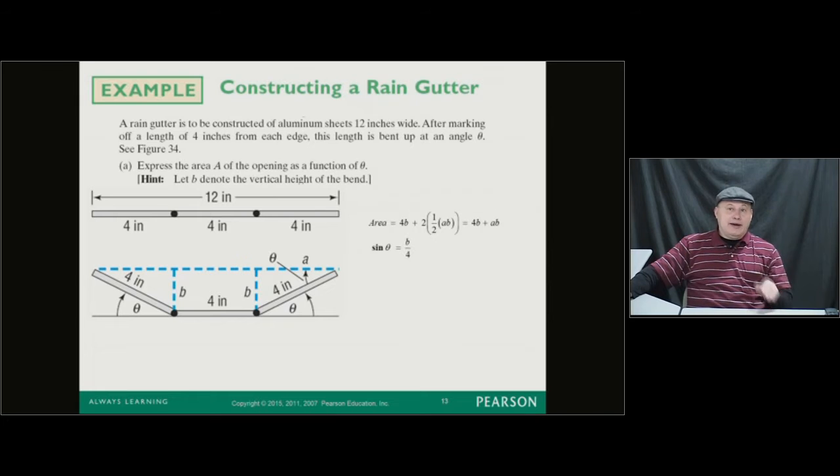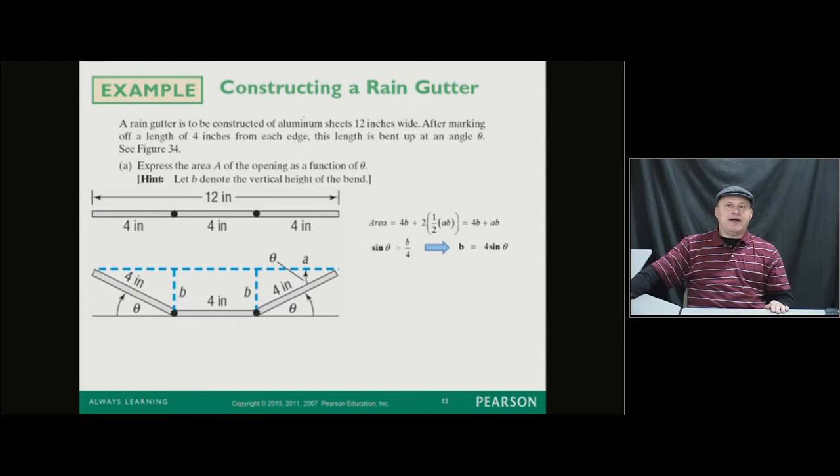All right. Now, we know sine of theta is going to be B over 4, because looking at the triangle, it's a right triangle, and theta is the angle in the upper right-hand corner of the gutter. The opposite side to theta is B, and the hypotenuse is that part of the gutter. So that's B over 4. Solving for B, we have B equals 4 times the sine of theta.